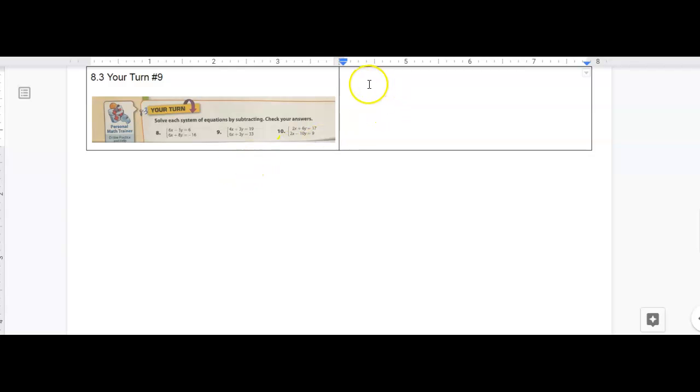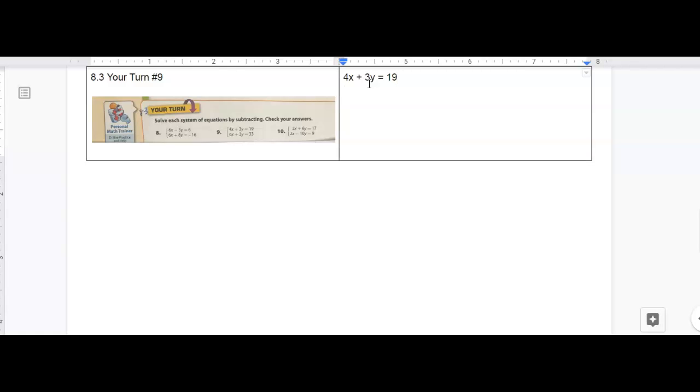Anyways, this is A-3, your turn number 9. Number 9 says solve each system of equations by subtracting and then check your answers. So number 9 says 4x plus 3y equals 19. And then the second equation is 6x plus 3y equals 33.